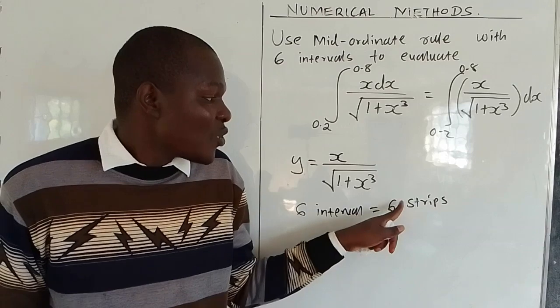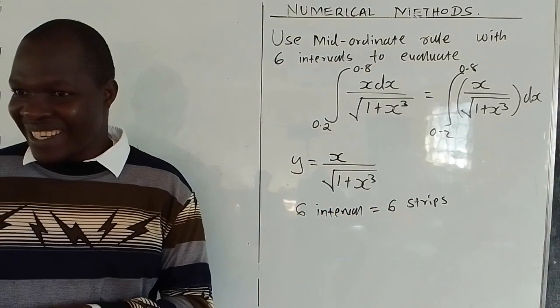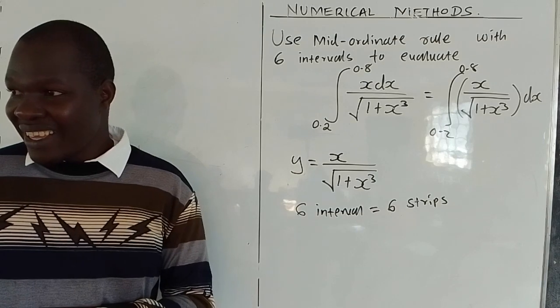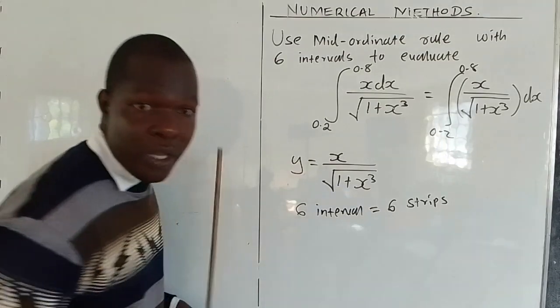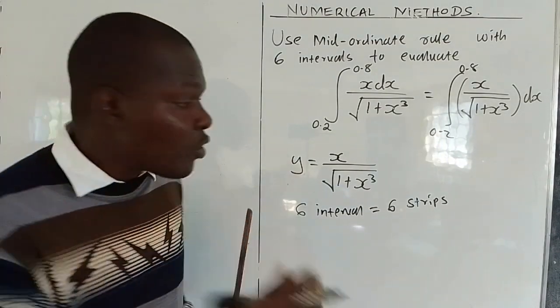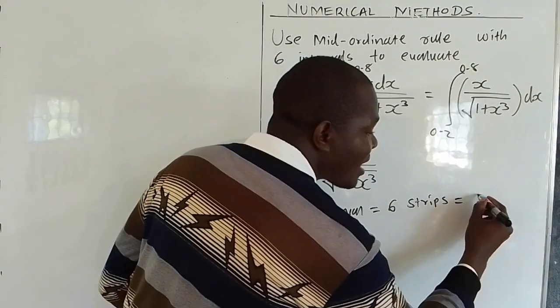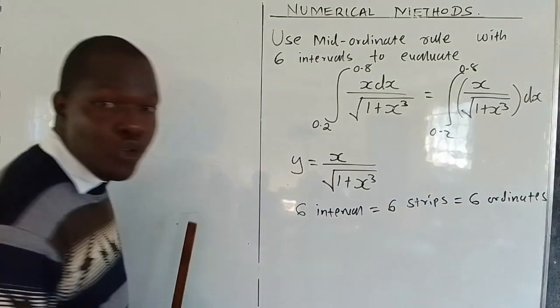What is the relationship between strips and ordinates? Because we want to get the ordinates. Are you seeing that? Are we together? In mid-ordinate rule, each and every part has one ordinate in the middle, isn't it? So meaning the number of parts or strips are the same as the number of ordinates. So I know I'm going to use 6 ordinates.